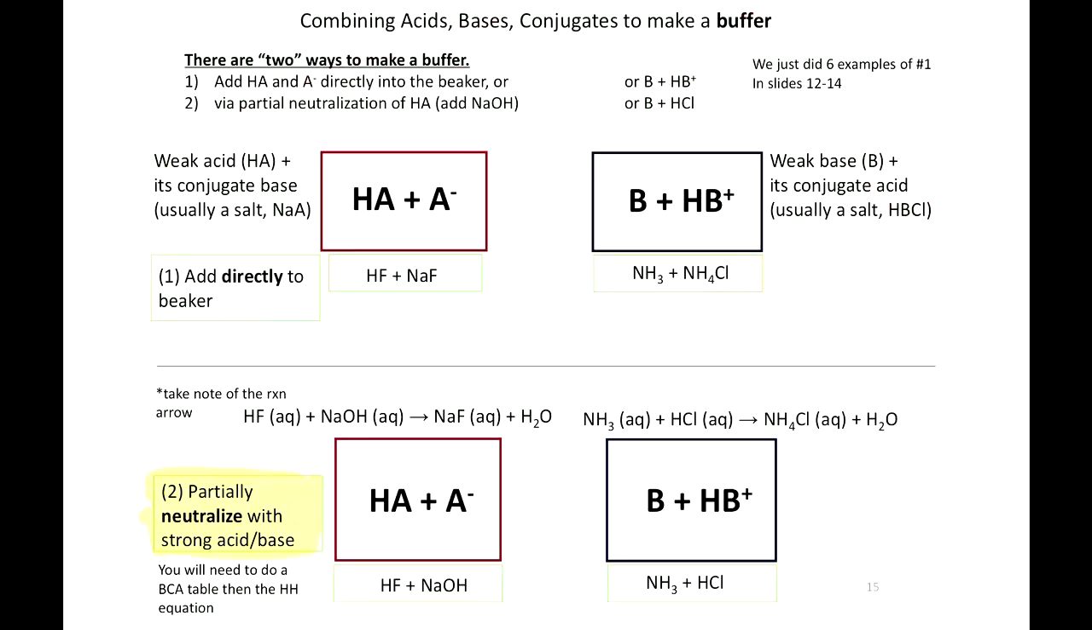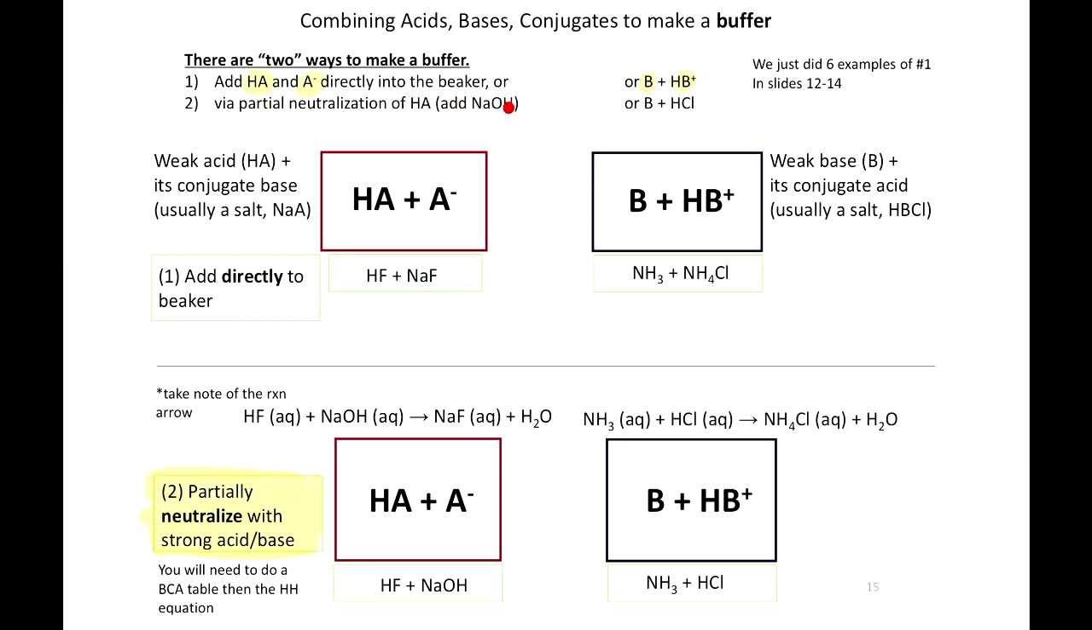The first way to make a buffer is you add HA and A- directly. In all of those examples, we calculated how many moles of acid, how many moles of the conjugate base we had from the information given. Or it can be base and conjugate acid, whatever. But there's another way we can make a buffer, because the idea is all we need is an acid and its conjugate base present in that solution.